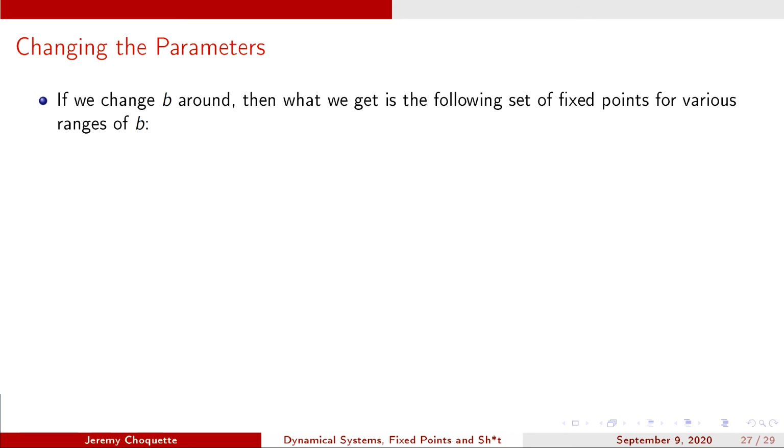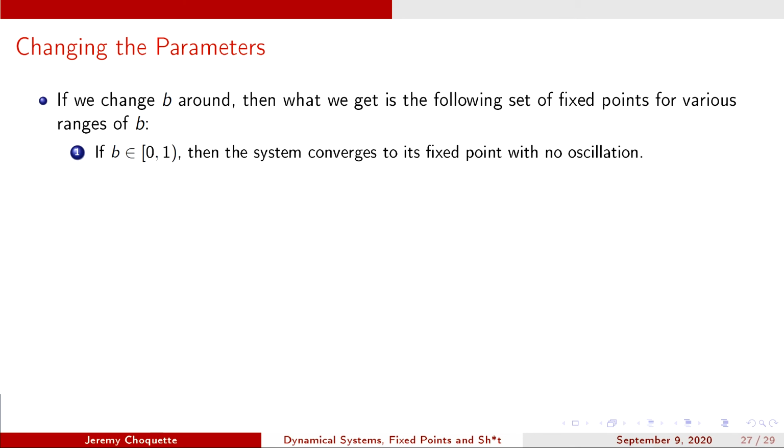If we change b around, what we'll get would be the following ranges that would give us certain types of fixed points. So if b is positive but less than 1, the system converges to its fixed point with no oscillation. If b is greater than or equal to 1, there is no fixed point. If b is equal to 1, what happens is that xt equals xt plus 1, that 45-degree line, is exactly parallel to b. Or not b, sorry.